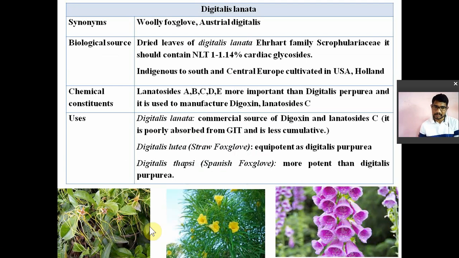This is known as Thevetia, and this is known as strophanthus. This is how Thevetia will look.